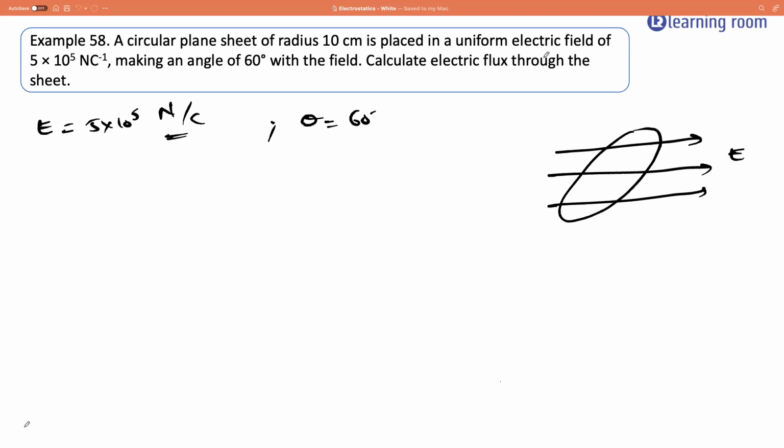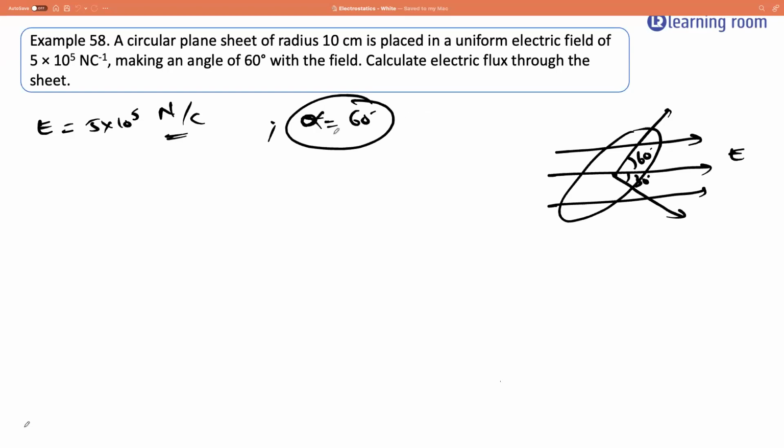Can you tell me how to calculate? So the angle made by the areal vector will be 90 minus 60 degrees. That will become 30. This is where we need to be careful, okay? Right. This angle is 60. For us to calculate the flux, we need the angle between the electric field and the areal vector. So theta is not equal to 60.